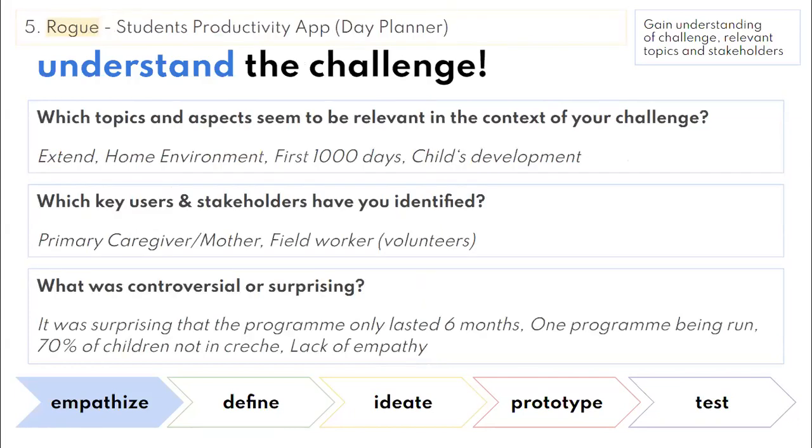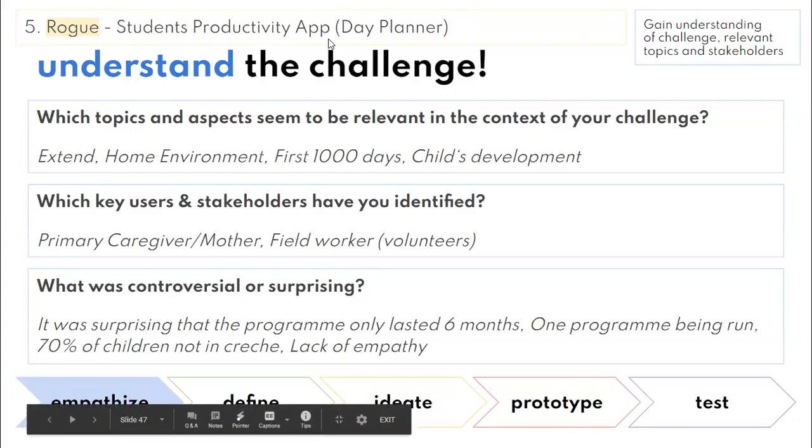Now, going further into understanding the challenge. Also, I'm noting I might be going too fast, so please let me know if I am. Now, understanding the challenge even further. Three questions that we could potentially ask when wanting to understand the challenge or the situation or the scenario. Which topics or aspects seem to be relevant in the context of your challenge? So I have here on top student productivity app.